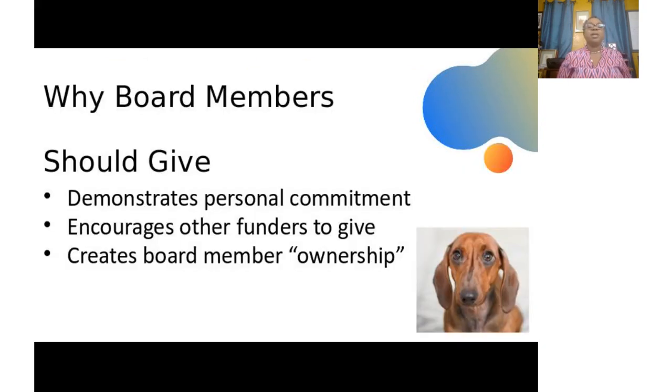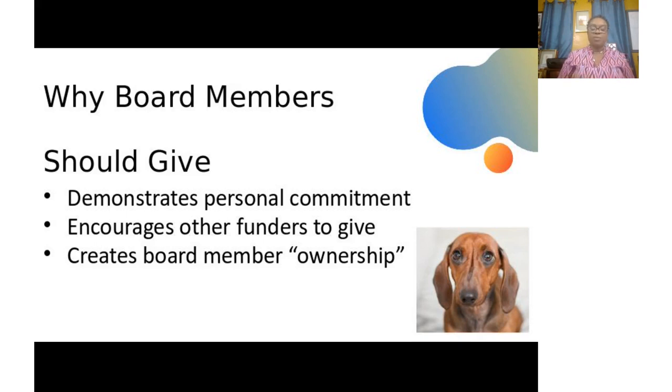Why board members should give. Okay, here you go. It demonstrates a personal commitment. It encourages other funders to give, and it creates board member ownership. Now, this is a little controversial for some, because many board members feel that because they donate their time to the organization, they should not have to donate money as well. It is important that board members give financially to the organization for many reasons.